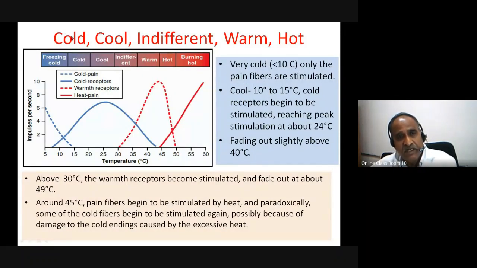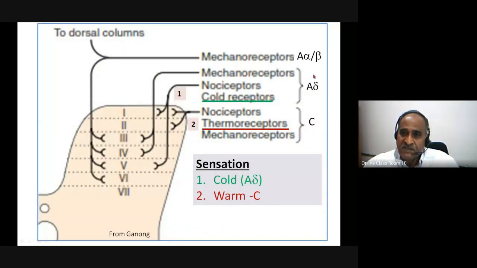This is about the cold, cool, indifferent, warm, and hot feeling of the sensation. These cold receptors are carried by the A delta fibers, and these are the A delta fibers here, number 1, and they are relayed in lamina 1 and lamina 5. This is cold sensation. Then warm sensation is carried by the C fibers, and these are the C fibers here, the 1 and 2.